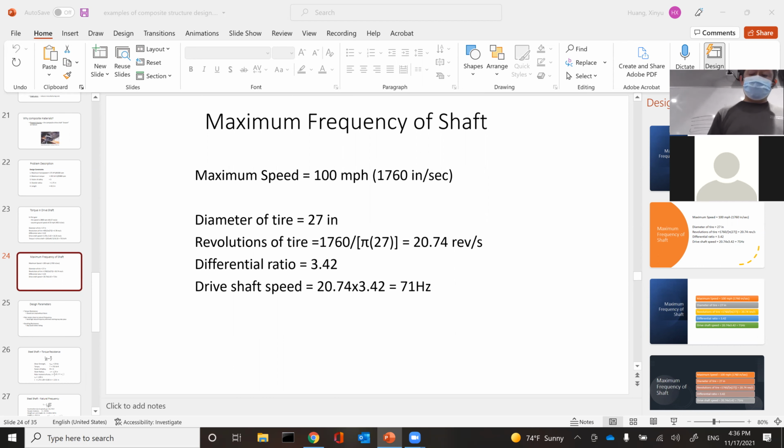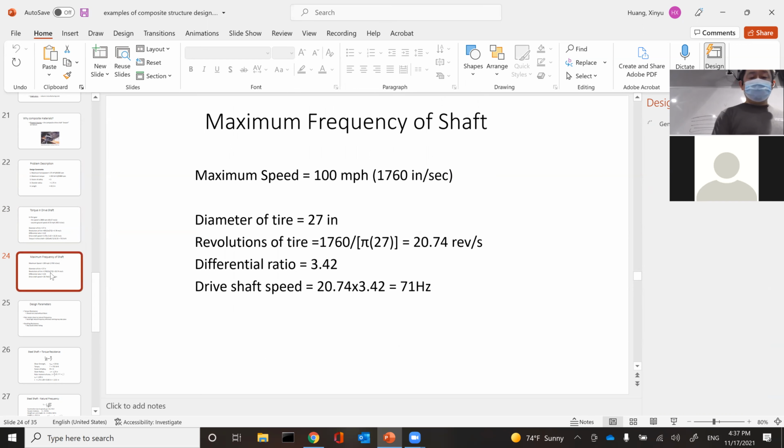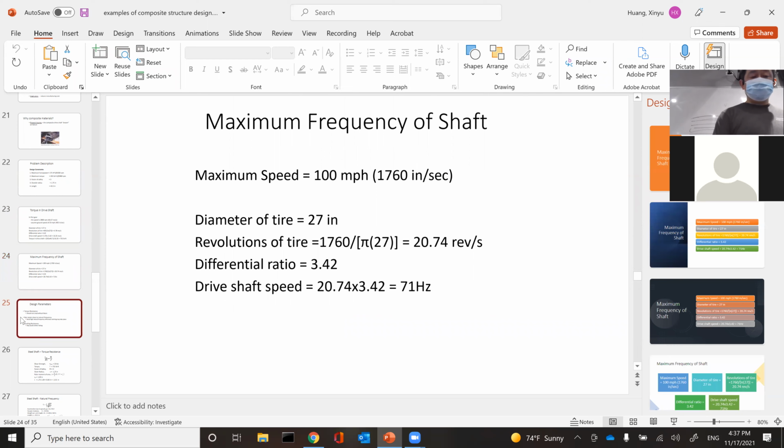So basically, a rough estimation of the required torque, so this basically places a requirement on your shaft. This is a secondary requirement. In addition to strength, the strength requirement, you need the shaft to be strong so that you can resist this torque. That torque is 755 foot-pound. And then you want the frequency to be higher than this, okay?